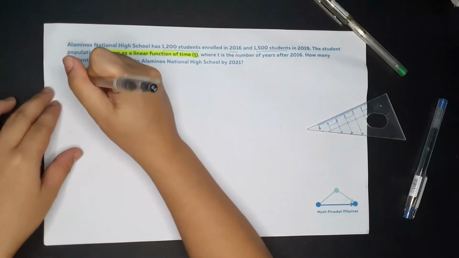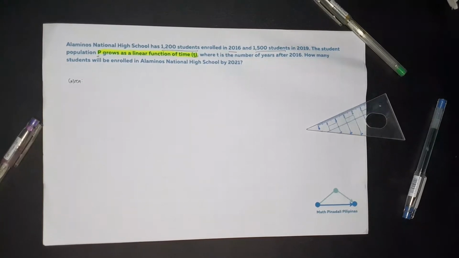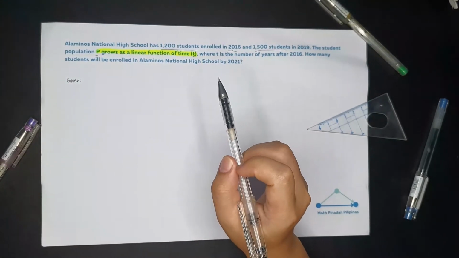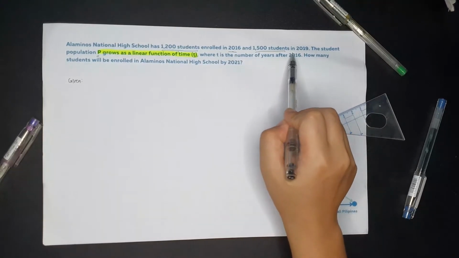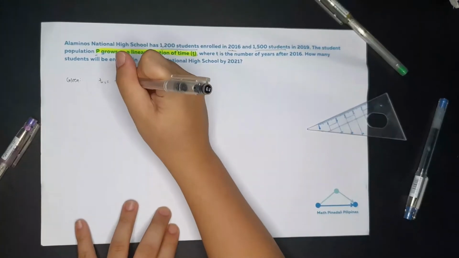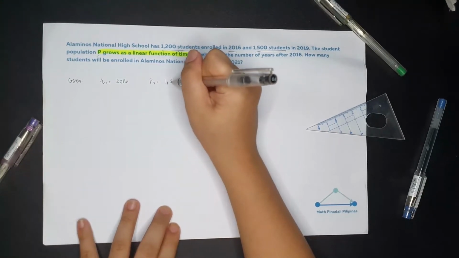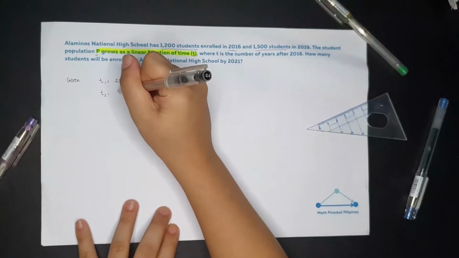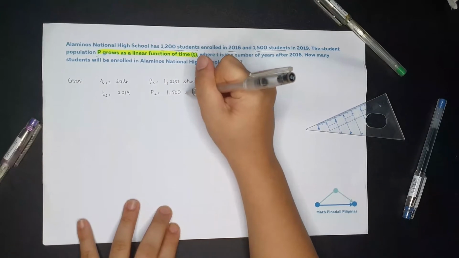Okay, so let's list the given. As we can see, there are two variables here: the number of students, or P, and the time T, year. So we have two sets of data. By 2016, we have 1,200 students. By 2019, we have 1,500 students. So let's list that. T1 is 2016, so the corresponding population will be P1, 1,200 students. By the year 2019, the corresponding population is 1,500 students.